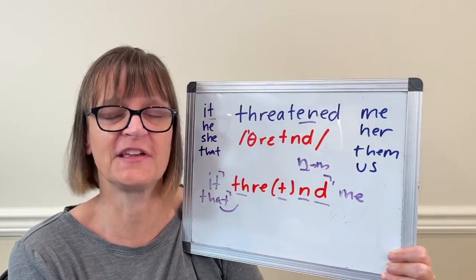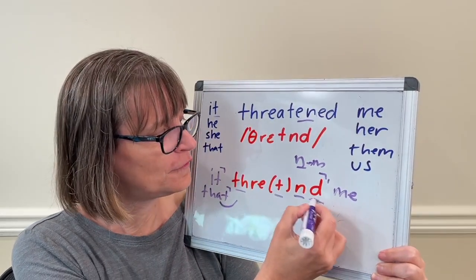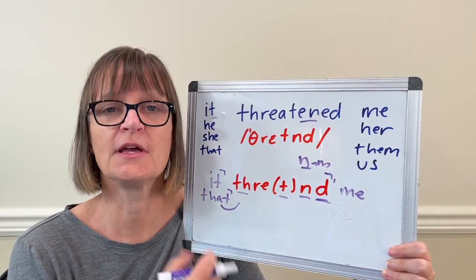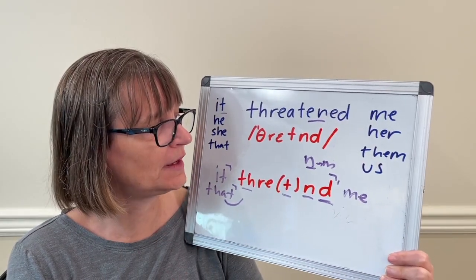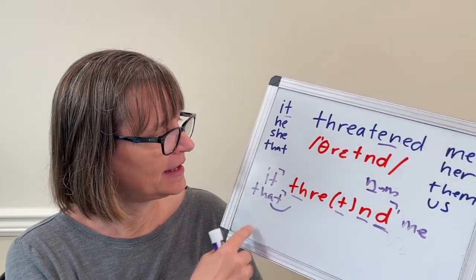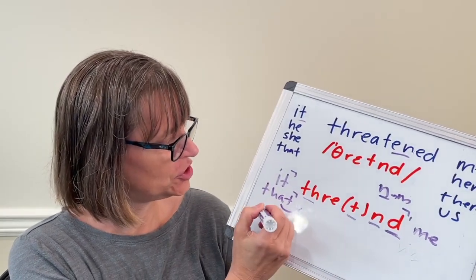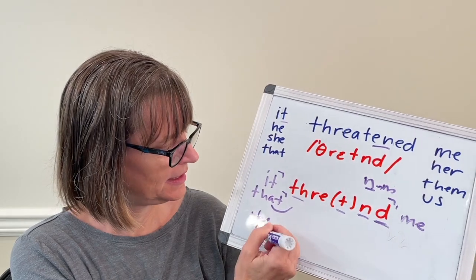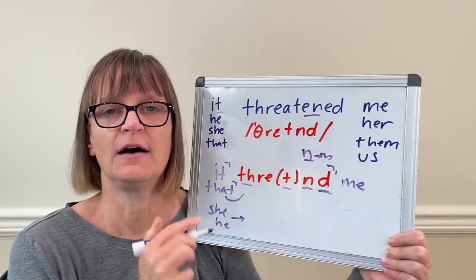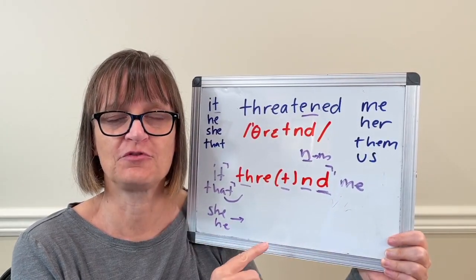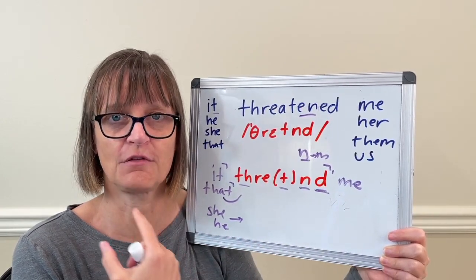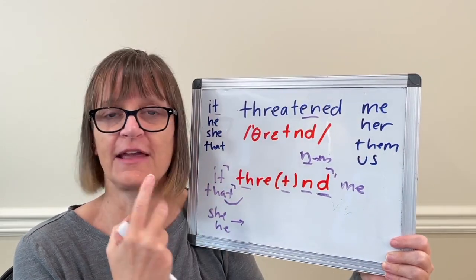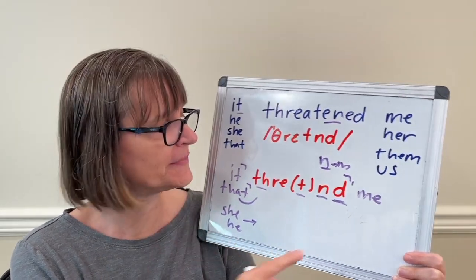So we may or may not say that D. If you want to be fully clear that you're using past tense, then you want to put that little D in, threatened me. Then again, at the beginning, if I'm starting with she or he, something with a vowel, I'm going to just have that smooth transition from vowel to TH. She threatened, he threatened me. Again, there I can just have my TH sound fully.